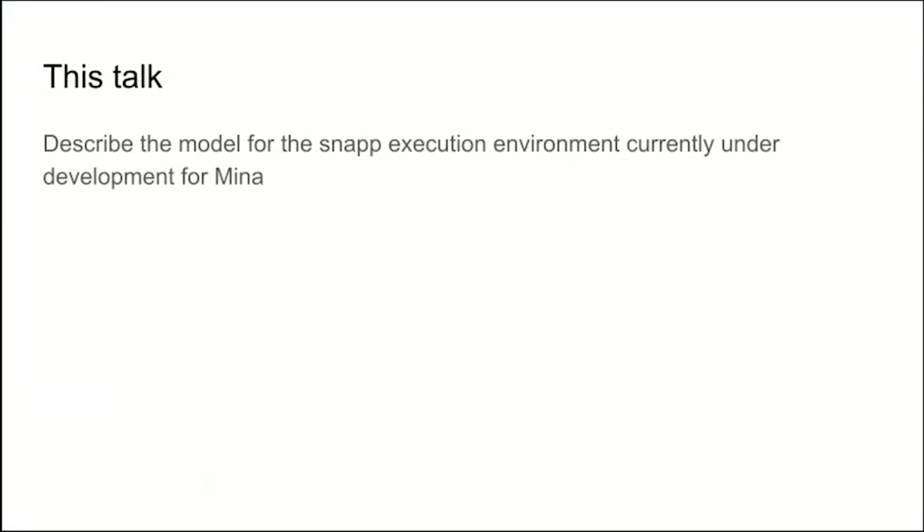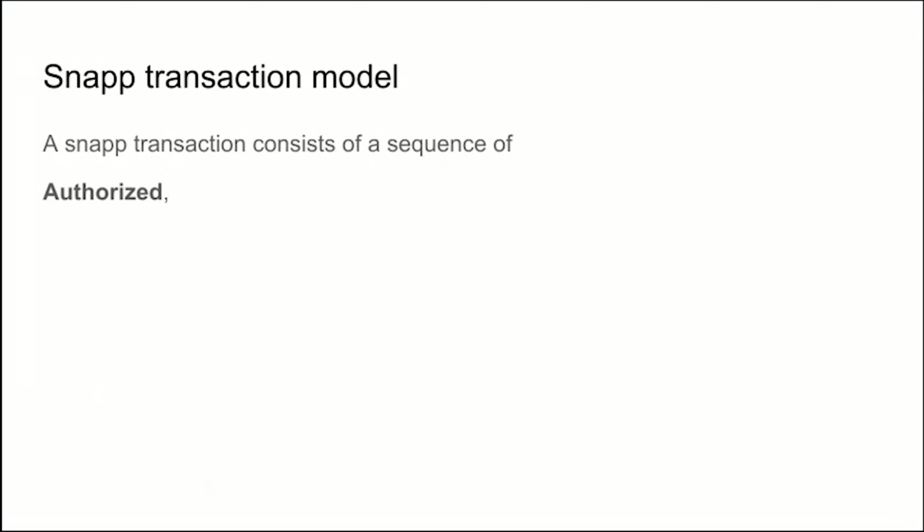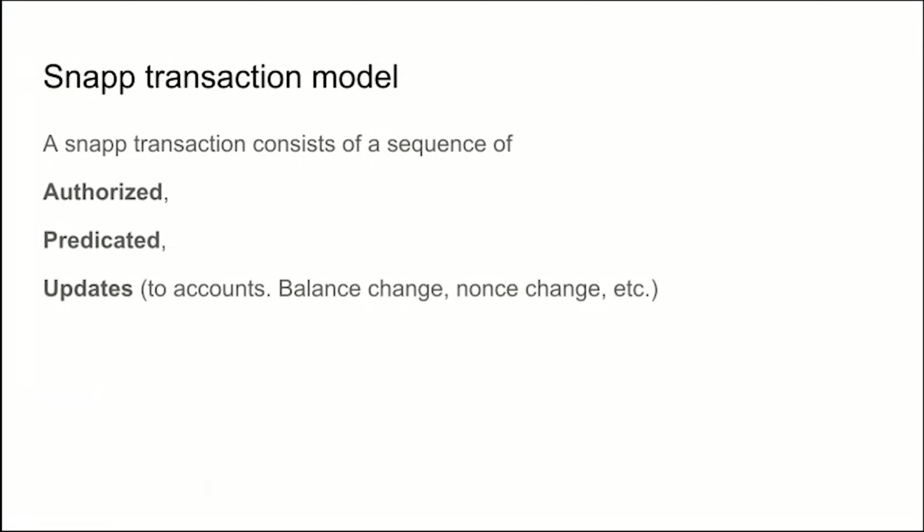In this talk, I'm basically going to be covering the model for the snap execution environment, which is currently under development for Mina and operating in a testnet. So let's start by covering the transaction model of snaps. The idea is that a snap transaction is a sequence of authorized, predicated updates to accounts. What are these updates? It's stuff like changing the balance, changing the nonce, changing some state in the account.